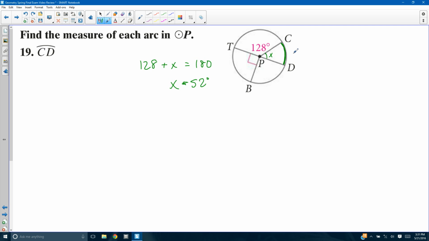If X is 52, then the measure of arc CD is also 52 degrees. Okay, now they did not ask us for the length of arc CD. They asked us for the measure of it. If they asked us to find the length, we'd be out of luck because we don't know any side lengths here, any radii, any circumference. We don't know anything else about it. So we can't get any length out of this even if we wanted to.